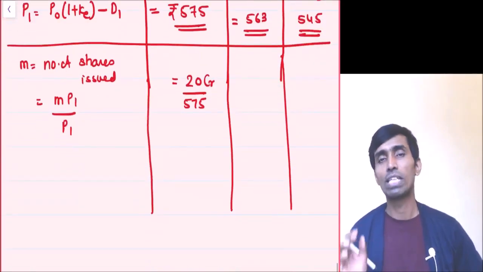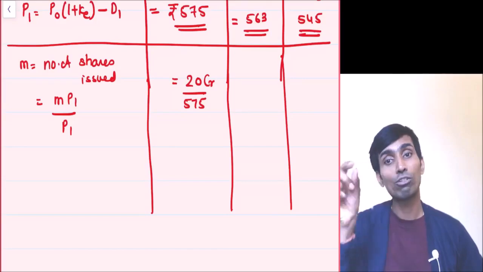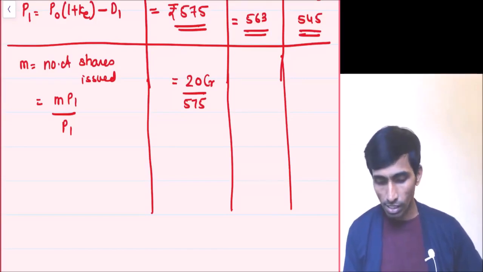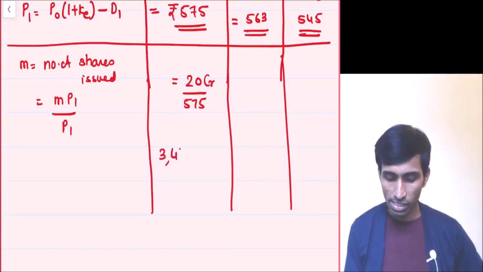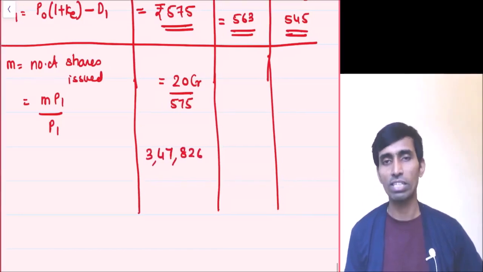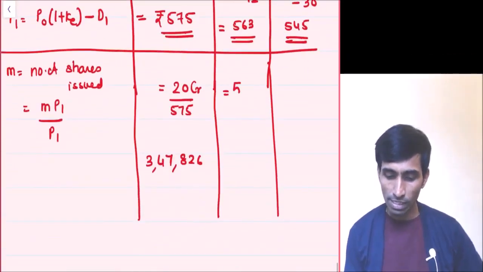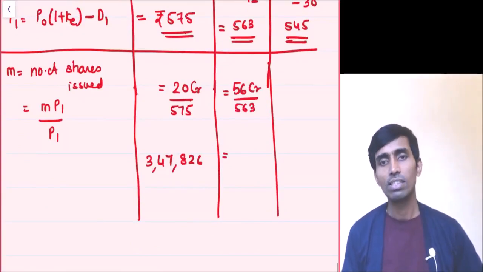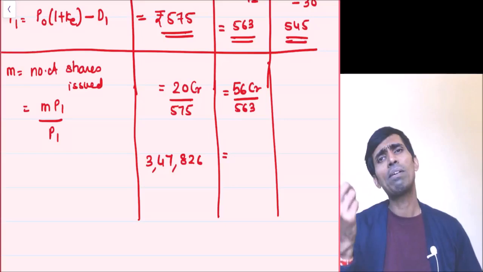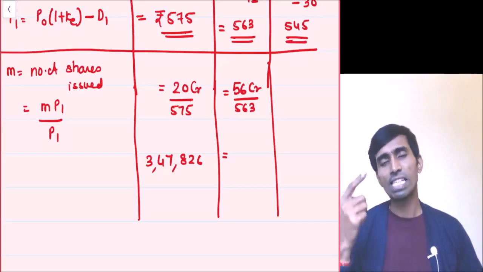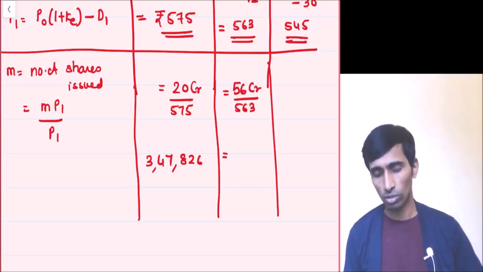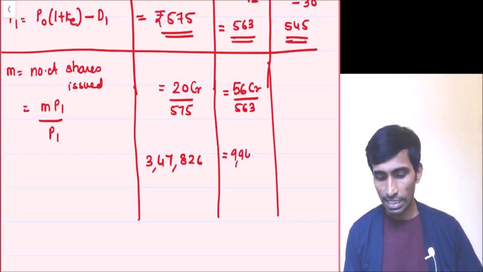So obviously I know that you will have a problem. Take that 20 crores now converted into rupee terms, so that this is 347. Approximately 3,47,826 you should get. Here I wanted 56 crores, so 56 crore divided by my price of 563. Check: divide 56 by 563 and then multiply by 1 crore. You will get the answer, 9,94,671.